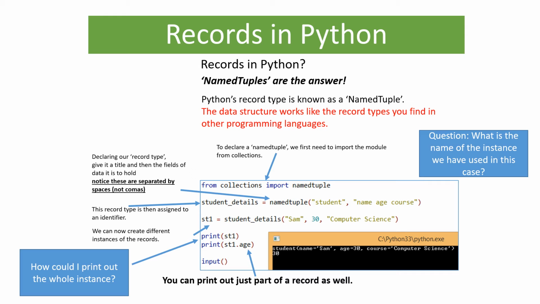It also prints out the name labels, so name, age and course. Each of those, remember, separated by a space. Puts an equal sign and tells us the value. This makes it pretty quick that we can print out a record. But if we wanted just one part, we'd have to do st1.age, and that would print just the age of that student, st1.